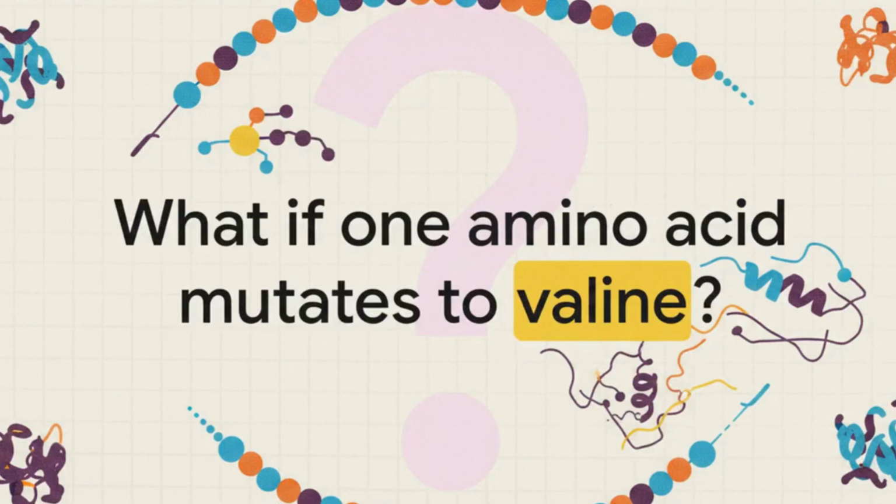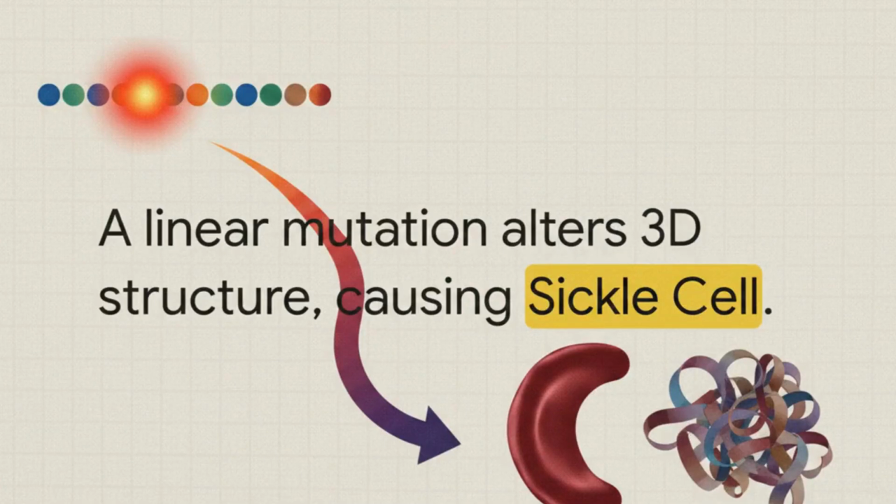But I want you to consider a really critical question here. What happens if just one single amino acid in that initial primary sequence mutates to a valine? We're talking about just one tiny bead changing on this massive string. Well, the answer is pretty profound.